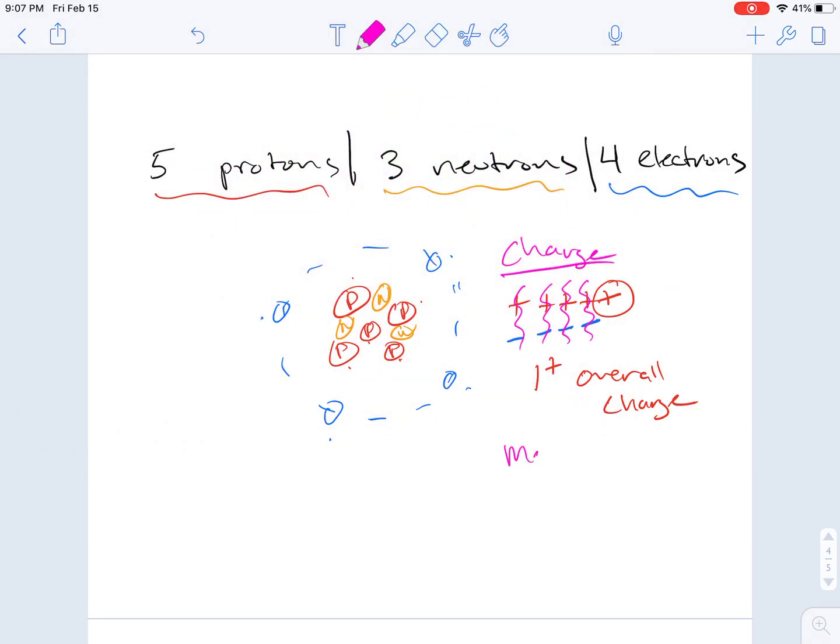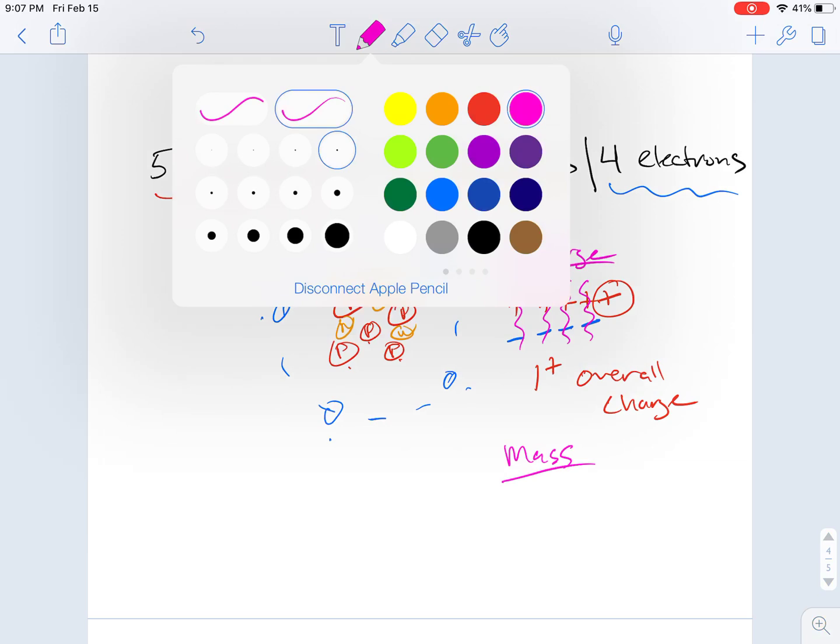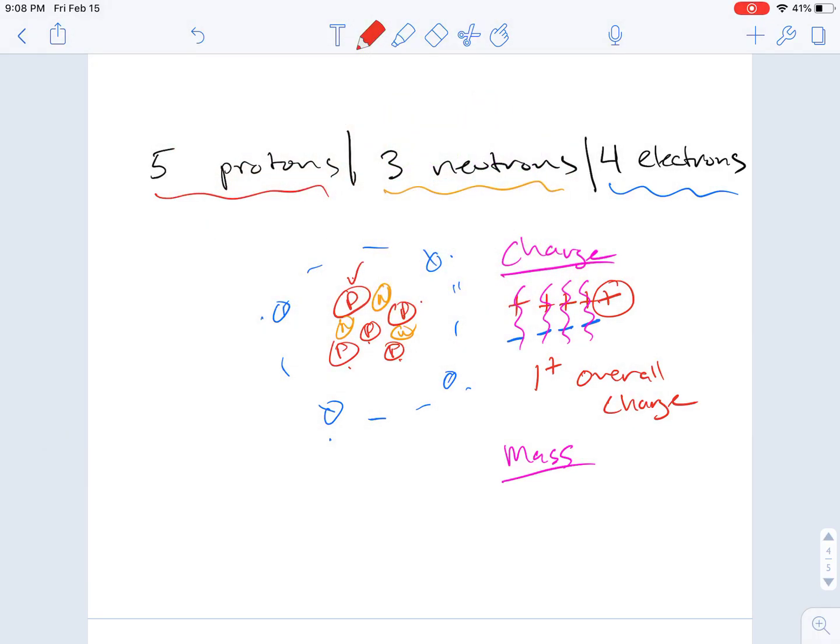So now let's consider the mass. So remember, only neutrons and protons contribute to the mass. So we have 1 proton, 2, 3, 4, and 5. So 5 protons plus how many neutrons? 1, 2, and 3. So my mass is going to be 8. So now you know how to calculate charge and mass.